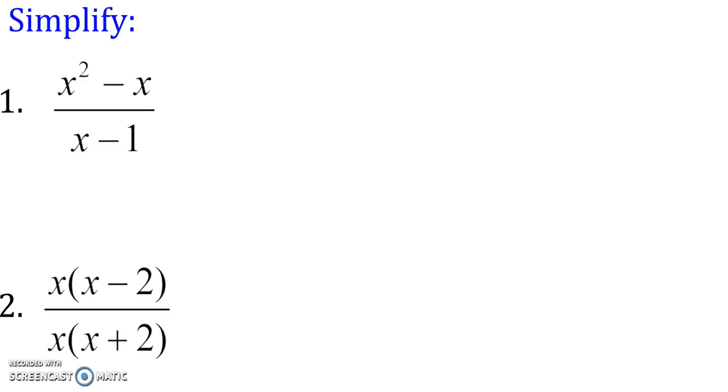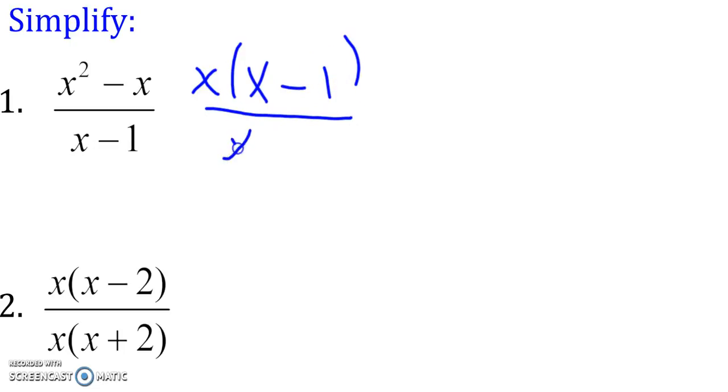So if I factor this, x, what's left? X times x gets me x squared. X times a 1 gets me an x. X minus 1 on the bottom. Whatever I have on the top, this group goes with that group, leaving me an x.